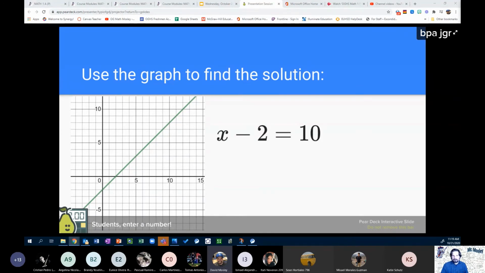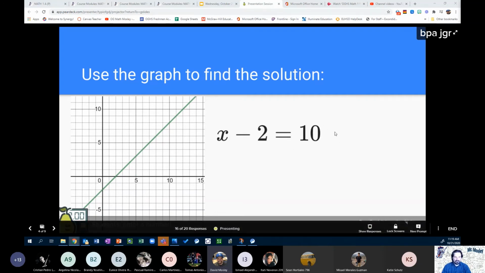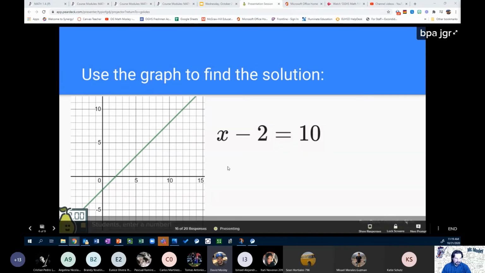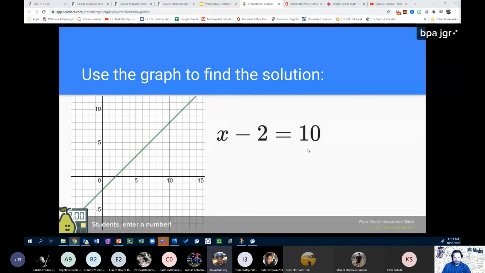All right, so make sure you check your work. Again, if you put your number in place of x and subtract 2, do you get positive 10? I see a couple of students who put in negative 8. Negative 8 minus 2 is negative 10. I need positive 10.